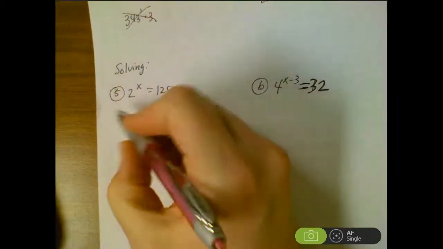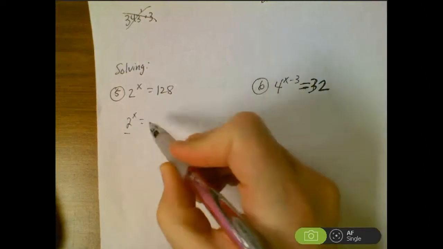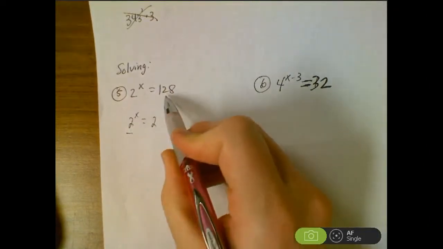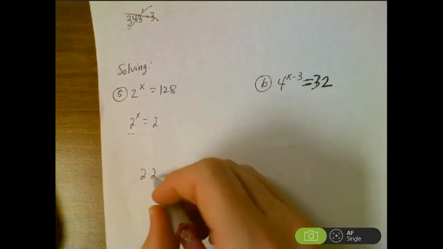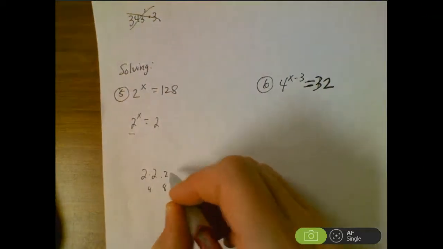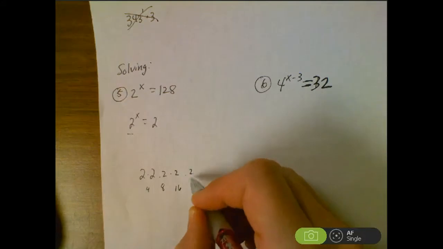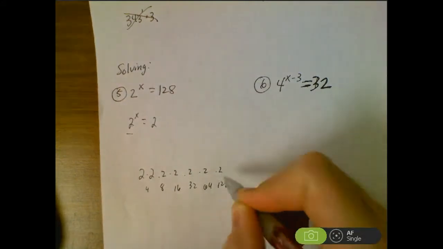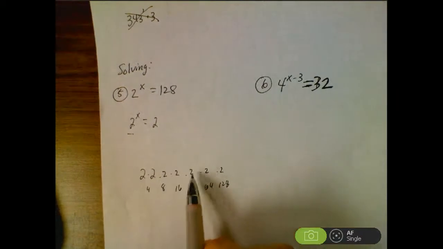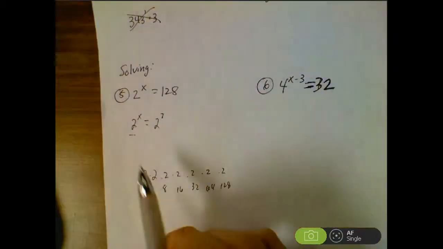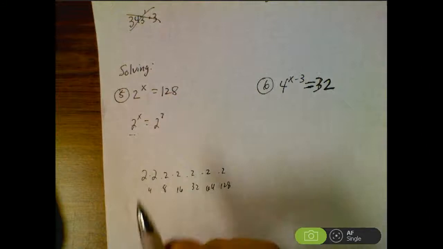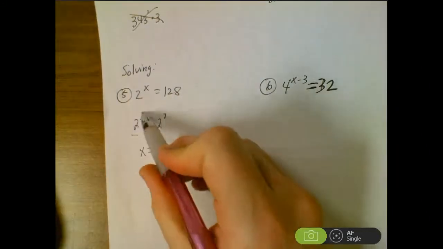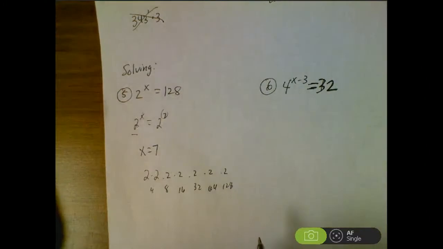What we need to first do is get the bases the same. So 2 to the x, 2 to what power is 128? So 2 times 2 is 4, times 2 is 8, times 2 is 16, times 2 is 32, times 2 is 64, times 2 is 128. Oh, there we got 128. So 1, 2, 3, 4, 5, 6, 7. 2 to the 7th power is 128. So x equals 7. Because the bases are the same, that means the exponents need to be the same.